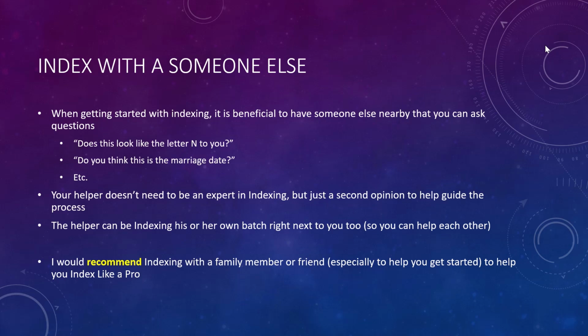What's really convenient is to have the helper and yourself sitting right next to each other, indexing on your own batch, so you can help each other as questions arise. So I would strongly recommend indexing with a family member or a friend, especially as you're getting started, to help you index like a pro.